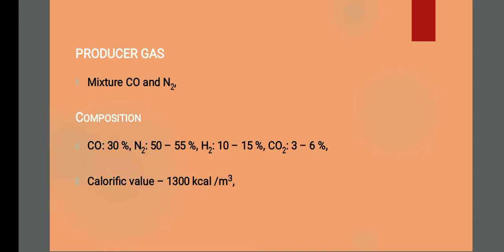Now we can see the composition of producer gas. It contains carbon monoxide 30%, nitrogen 50 to 55%, hydrogen 10 to 15%, carbon dioxide 3 to 6%. I'll repeat the composition once again. Carbon monoxide 30%, nitrogen 50 to 55%, hydrogen 10 to 15%, carbon dioxide 3 to 6%. And coming to the calorific value, it is 1300 kilocalories per meter cube. And if you take water gas, its calorific value is 2800 kilocalories per meter cube. Now we can see how to prepare this producer gas.